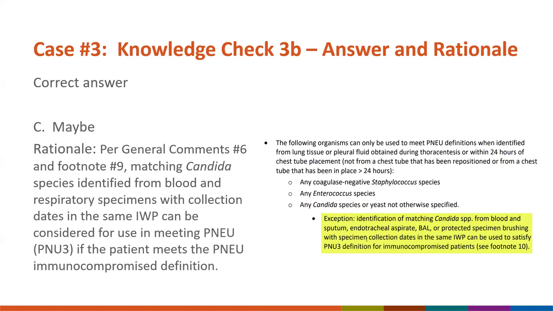If you look to the right of my screen, you can see that matching Candida species identified from blood and respiratory specimens with collection dates in the same IWP can be considered for use in meeting a new 2 or new 3 definition. In this case, if the patient meets a new immunocompromised definition. And so you can see that this is referenced in general comment 6 and footnote number 9.